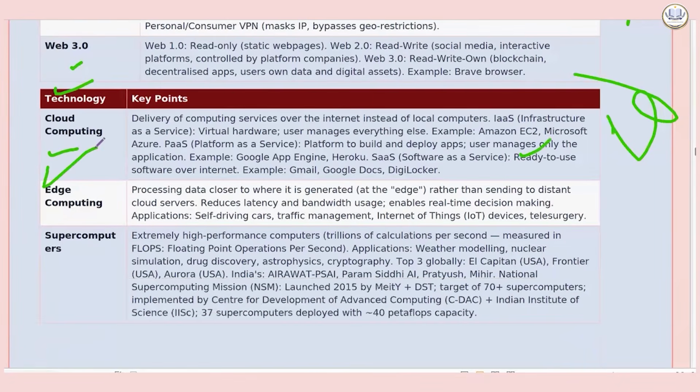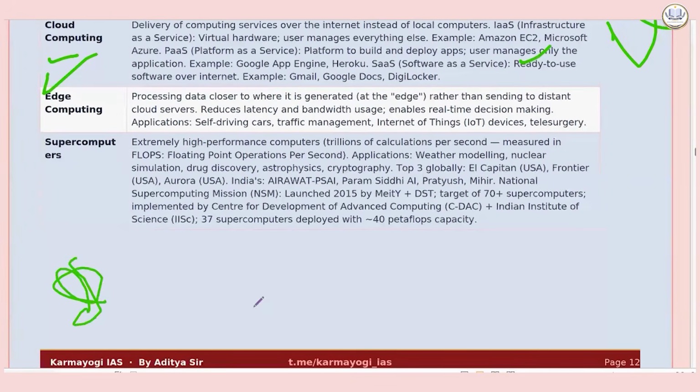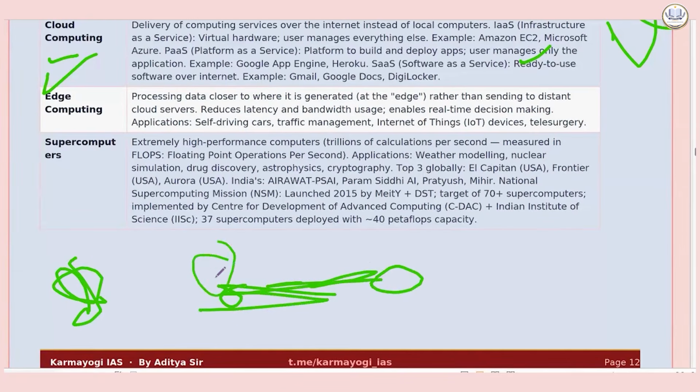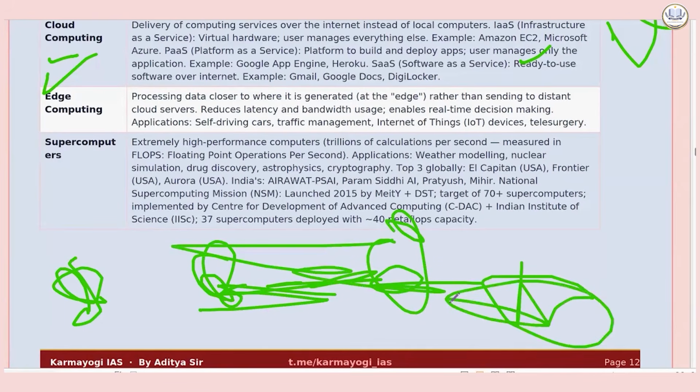Anyway, edge computing: processing data closer to where it is generated, at the edge, rather than sending it to distant cloud servers. It reduces latency and bandwidth usage, and enables real-time decision making. Applications are self-driving cars, traffic management, Internet of Things devices and telesurgery. Anything which is used in a smart device is Internet of Things. Two devices can talk to each other; both must have internet connectivity. They can talk to each other without any human intervention. Your fridges, your smart watches, they are using IoT.